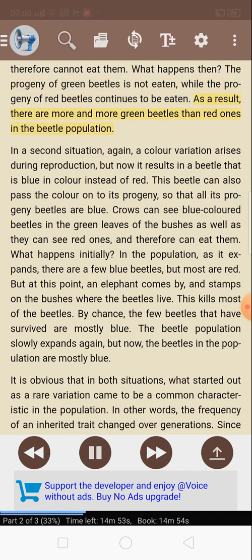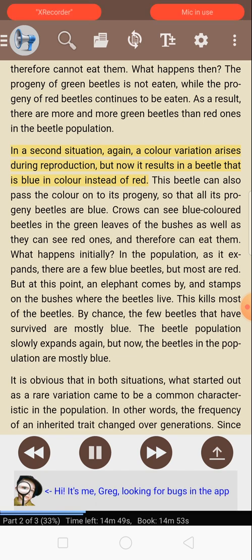As a result, there are more and more green beetles than red ones in the beetle population. In a second situation, again, a color variation arises during reproduction, but now it results in a beetle that is blue in color instead of red. This beetle can also pass the color onto its progeny, so that all its progeny beetles are blue.